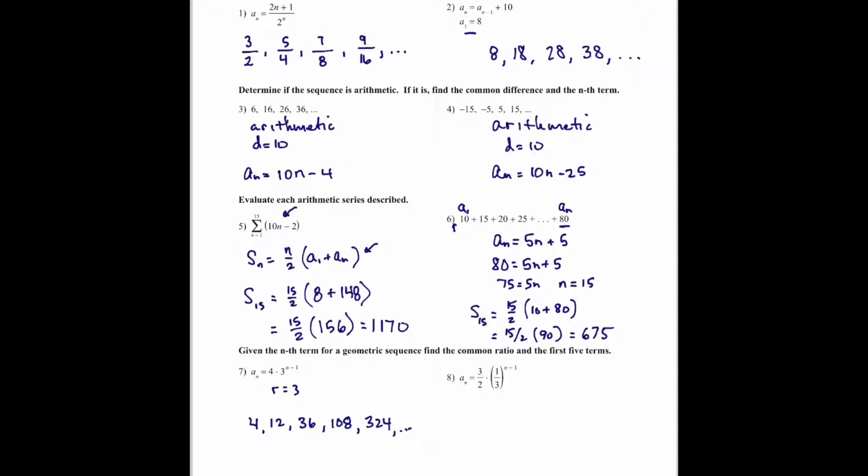Question 8, similar thing. The common ratio is 1/3, and the first term here is 3 over 2. If we multiply that by 1/3, let's try that again. Multiply that by 1/3, we're going to get 3 over 6, and that's 1/2.